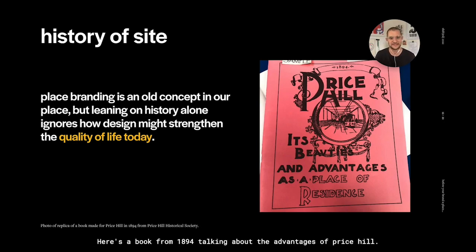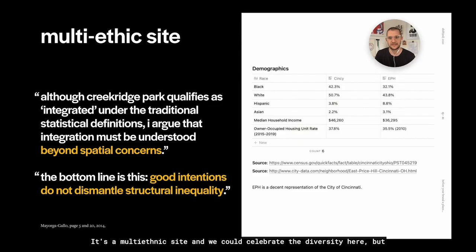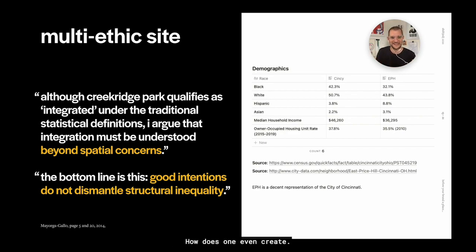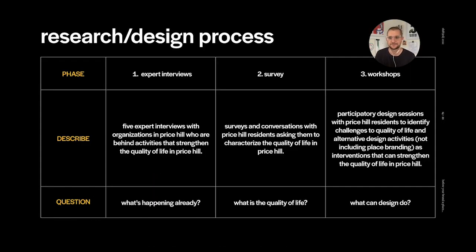Here's a book from 1894 talking about the advantages of Price Hill. And oftentimes it's easy to go to history, but I'm not sure how that design uses history to strengthen the quality of life today. It's a multi-ethnic site, and we could celebrate the diversity here, but just because the demographics are diverse doesn't mean there's actually integration of the very different communities within this space. How does one even create a brand for all these different communities within this giant space that is Price Hill?